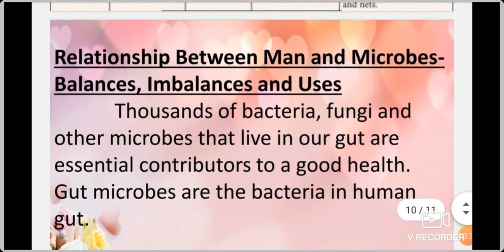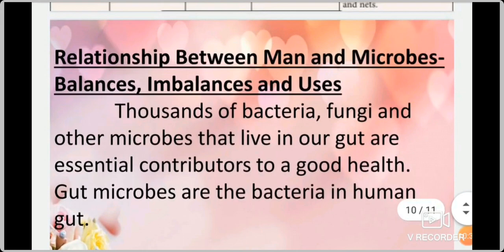The next topic is relationship between man and microorganisms: balances, imbalances, and uses. See, thousands of bacteria, fungi, and other microorganisms that live in our gut, in our stomach, are essential contributors to good health. They are very, very useful to us. They break down the chemicals, poisonous things, toxins, then manufacture some vitamins and amino acids and form a barrier against the germs. They will not allow the germs inside our body.